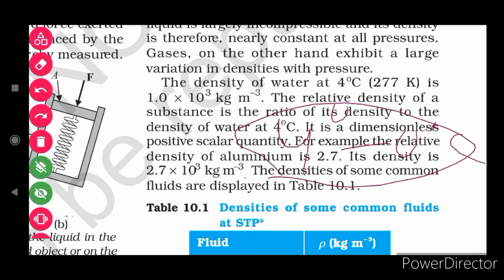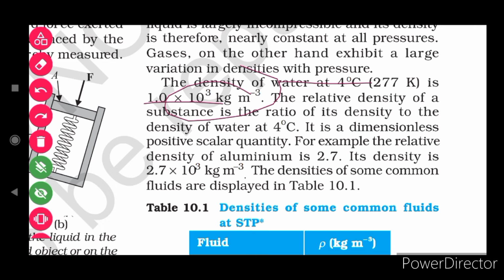Because of this, the density of water is maximum at 4 degrees Celsius, at 277 Kelvin, and that is 1.0 × 10^3 kg per meter cube. So this is the density we often consider at 4 degrees Celsius. This is 10^3 kg per meter cube, or in grams it is 1 gram per centimeter cube. Density is a scalar quantity, and its unit is kg per meter cube.